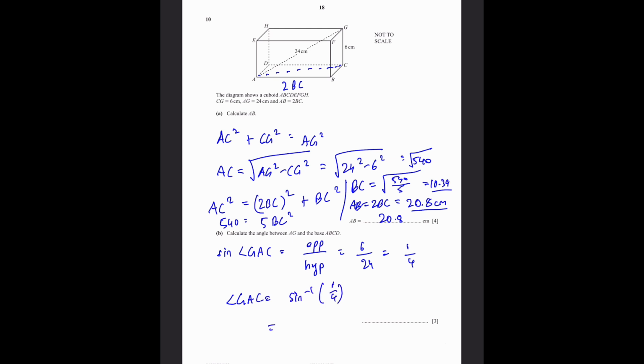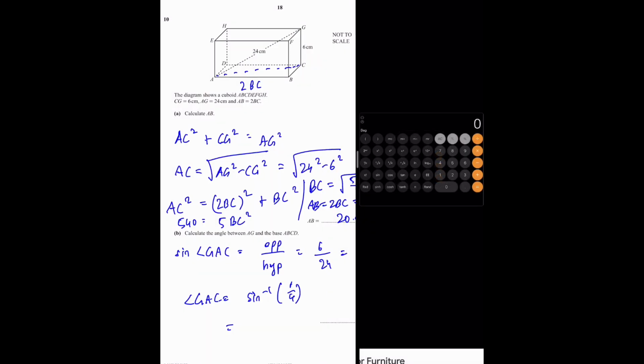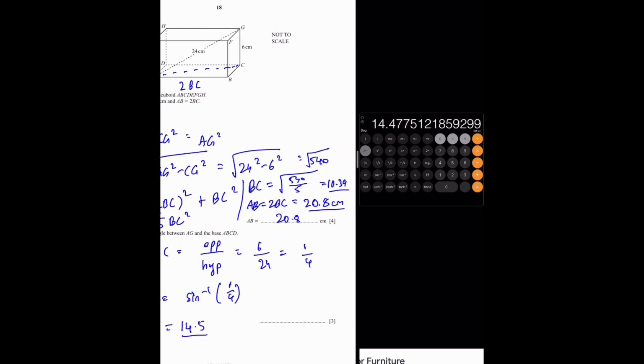And using our calculator, we will get 1 divided by 4 and then sine inverse to get 14.5. So that'll be our answer, 14.5 degrees.